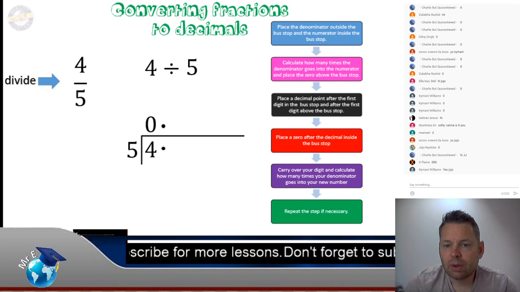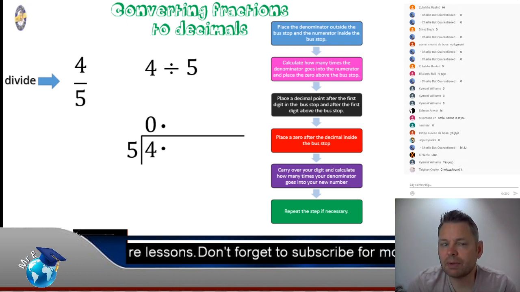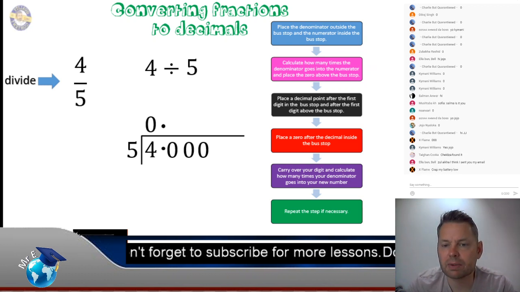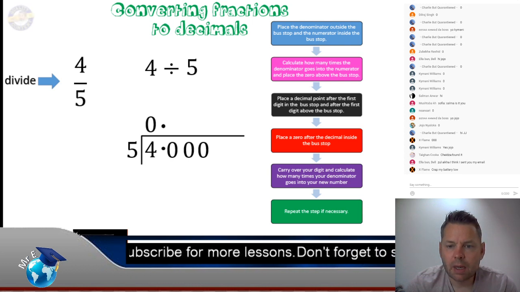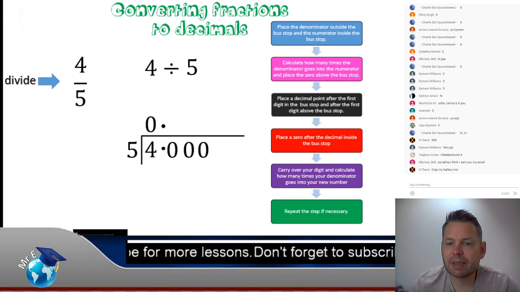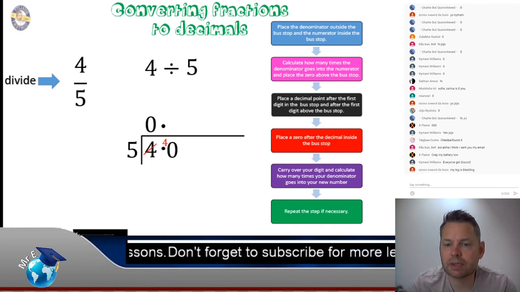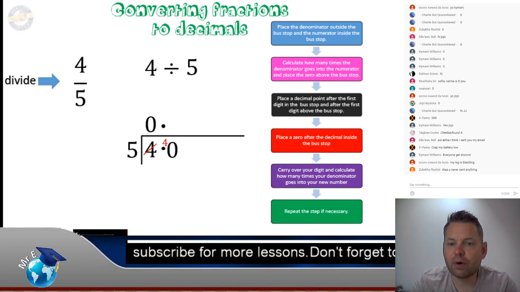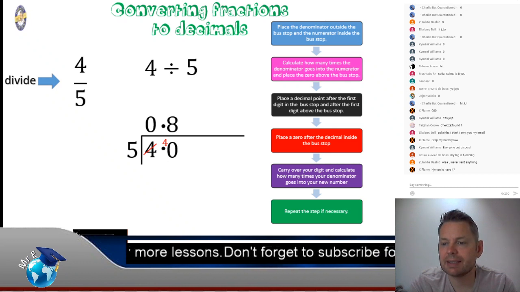But after the 4 point, there are infinite zeros. Now you can't see them, but there are infinite zeros. So we're going to put in a few zeros. Doesn't matter if we need them or not, we're going to put in a few zeros. So now we complete it the same. So we see how many times 5 goes into 4. We know it's 0. So we carry the 4 across. And we see how many times 5 now goes into 40. Well, 5 goes into 40 8 times. So 4/5 as a decimal is 0.8 or 0.80.